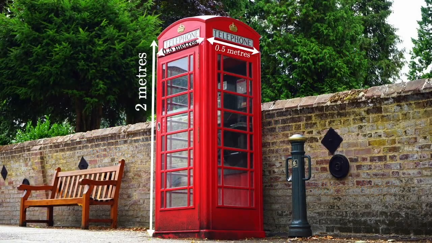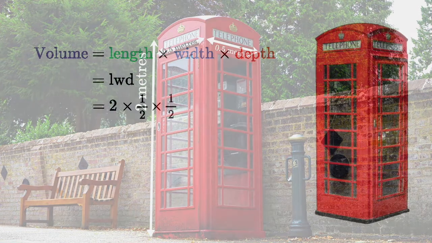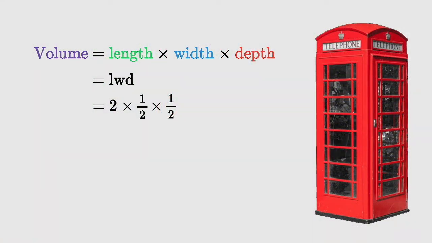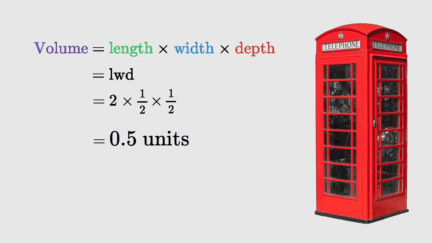For example, let's try to calculate the volume of this English phone box. It's 2 meters tall, half a meter wide, and half a meter deep. Remember, the volume of a rectangular prism is given by its length, its width, and its depth all multiplied together. So in this case, the volume is 2 times a half times another half. That gives us half a unit of volume.